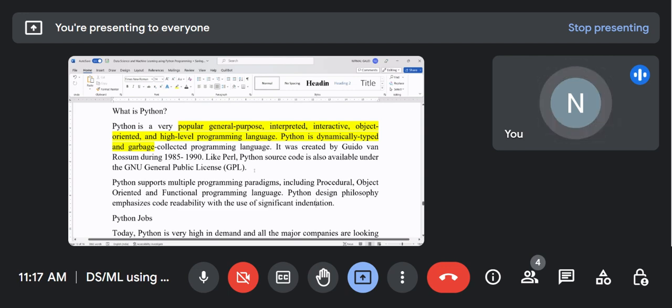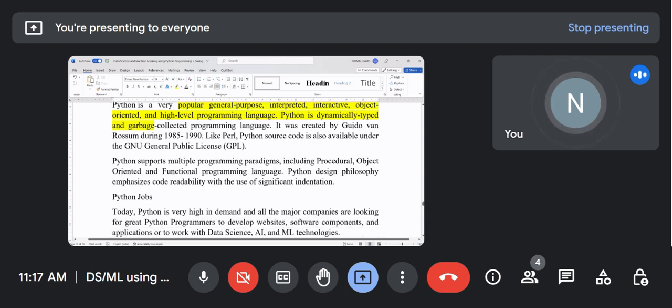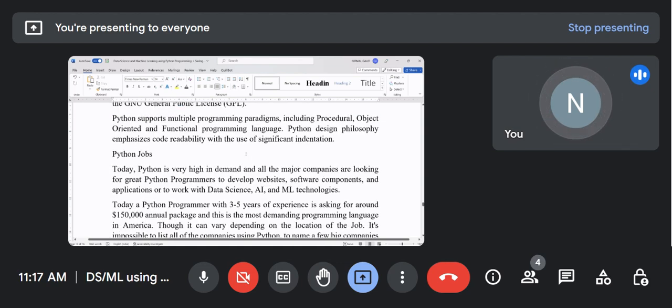It's not new, Python, but right now it is of great importance, and it is applicable and used everywhere. It was developed around 1985 to 1990, and it supports multiple programming paradigms. Programming paradigms means the programming approach, the style of coding. Every programming language has its own style of coding. C, C++, Java have their own styles of coding.